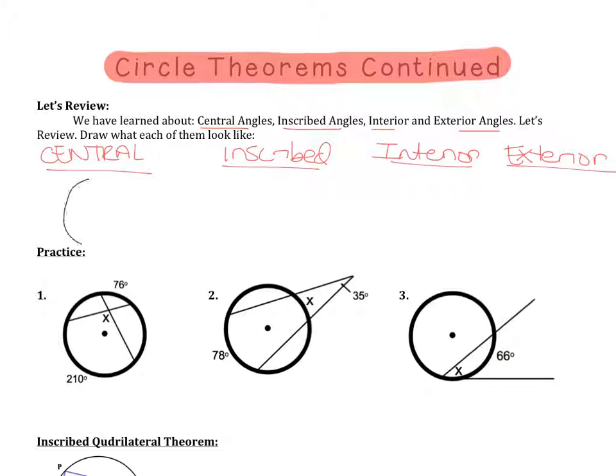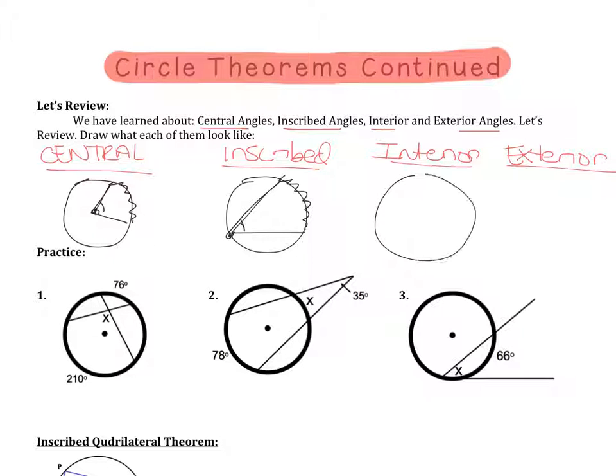So a central angle starts at the center. What do you know about a central angle? This angle and the corresponding arc measure are the same. An inscribed angle, what has to be true about that one? Well, the vertex has to be on the circle. What do you know about the angle with its corresponding arc? The angle is half the measure.